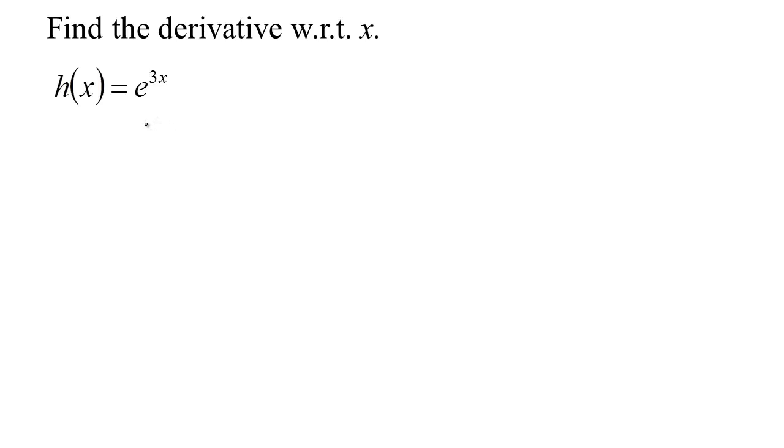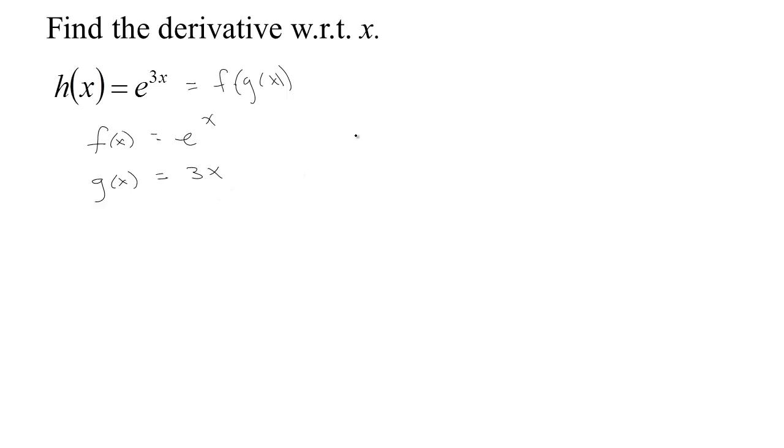Another common type of composition is to have the outside function be just the simple exponential function e to the x, and then the inside function is some other function. Like in this case, the inside function is 3x. You can see here that h is f composed g of x, right? F of g of x.